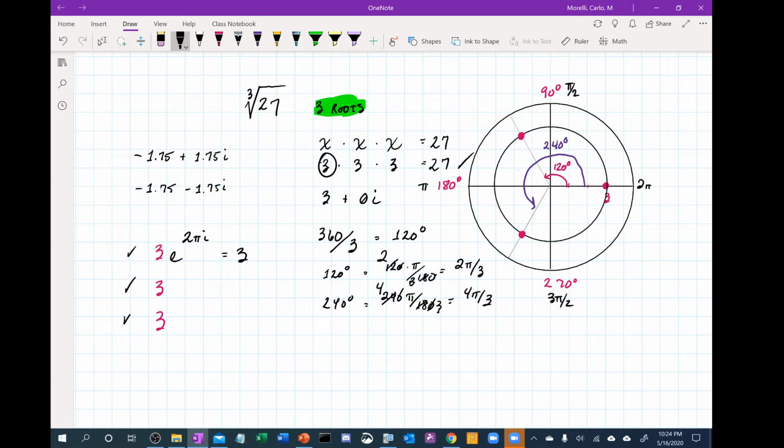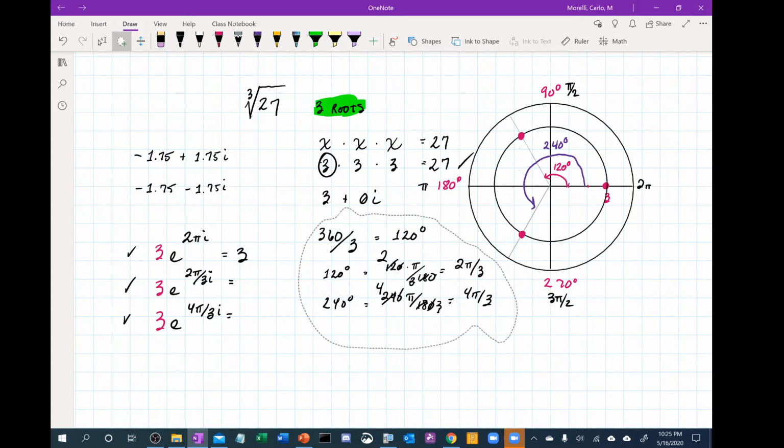One is 3e^(2 pi i), which is just this one. The second one is going to be 3e^(2 pi over 3 i). And the third one's going to be 3e^(4 pi over 3 i). Now these have numbers, okay? They have magnitudes, but those magnitudes don't help us actually plot these answers.